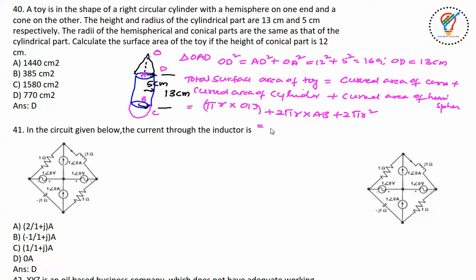So pi r is 22 by 7 into radius 5, and OD is 13, plus 2 into 22 by 7 into 5 into AB, which is 13, plus 2 into 22 by 7 into r square, that is 5 square. If you calculate this, it is 770 centimeter square. So option D is the right option for this question. Okay, we'll move to the next question.